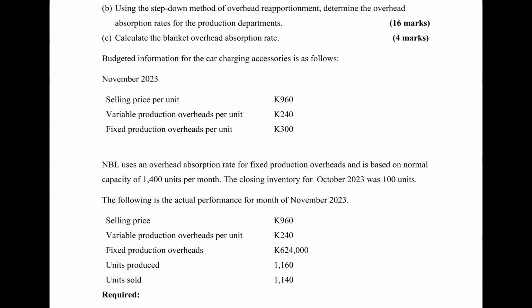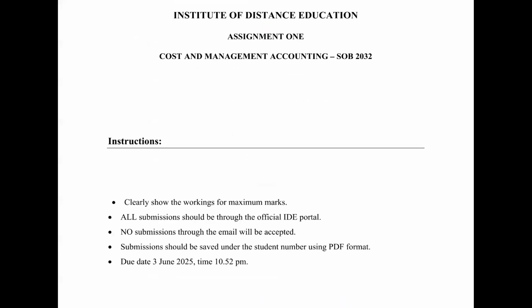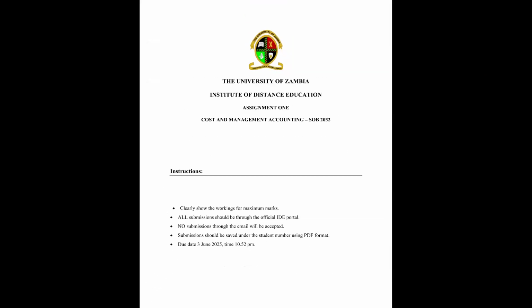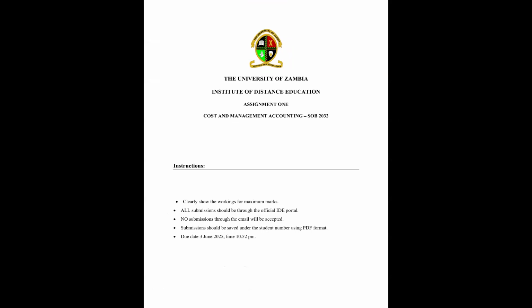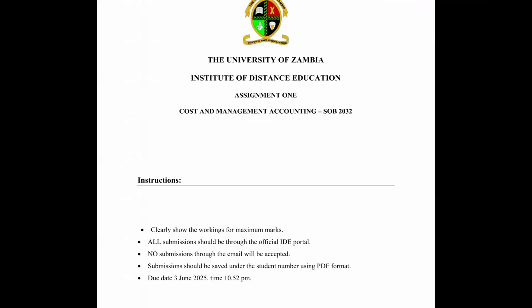So let's start with overhead costing, just a little bit about it. Are you able to hear me clearly? And can you see the screen? Hello, can you hear the teacher? Can you see the screen? Yes, sir. All right. Thank you very much. So now, about overhead costing.